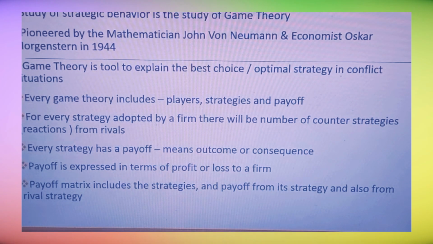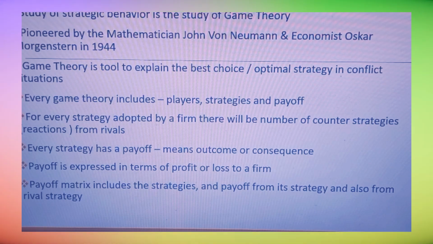Game theory is a study of the behavior of firms. It was first given by mathematician von Neumann and economist Morgenstern in 1944. It is also a tool to explain the best choices and optimal strategy in conflict situations. In every game, game theory especially includes players, strategies and payoffs. For every strategy adopted by a firm, there will be a counter strategy of the competitors. Because there is huge rivalry in oligopoly markets, these competitors are called rivals.